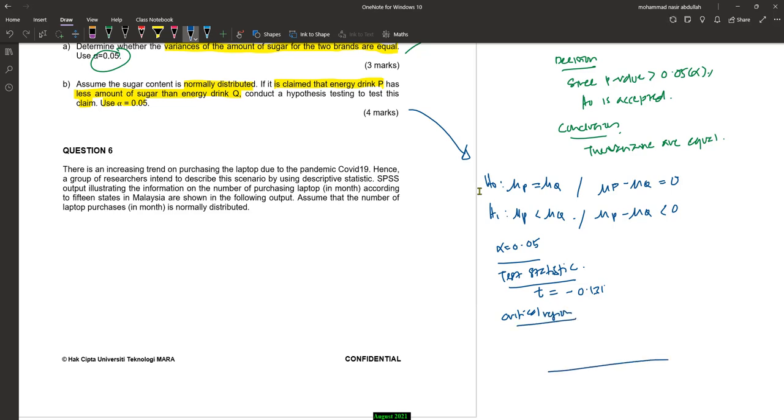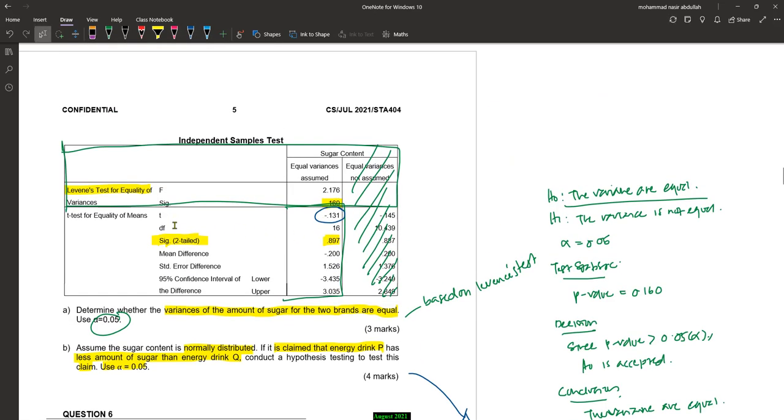The critical region should be on the left hand side, so the rejection area is on the left hand side. This is 0, this is the rejection area, and this is the acceptance area, from negative infinity to infinity. So the t at 0.05 with degree of freedom, what is the degree of freedom? 16. Degree of freedom is 16. Can you see he wrote it?